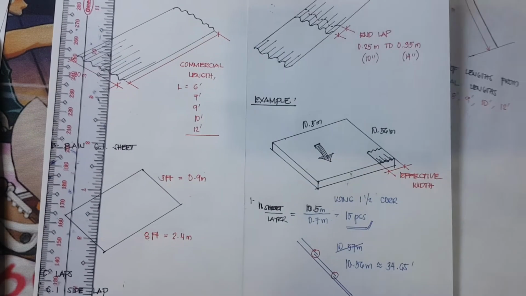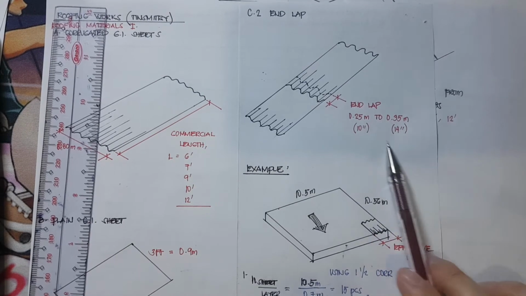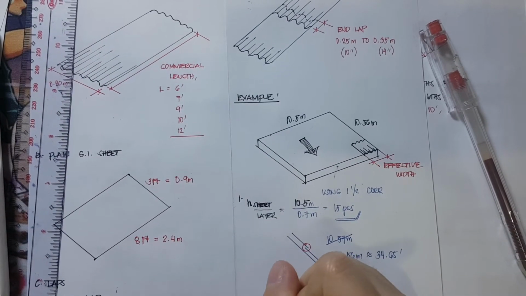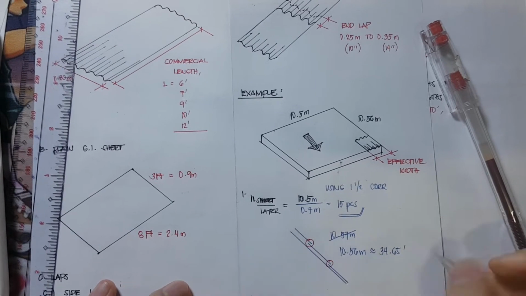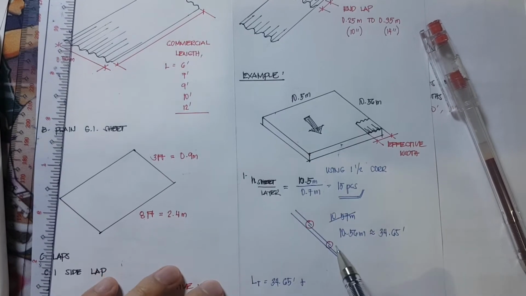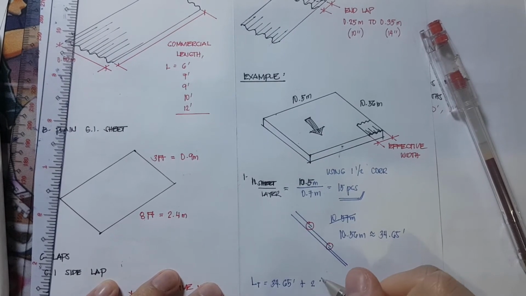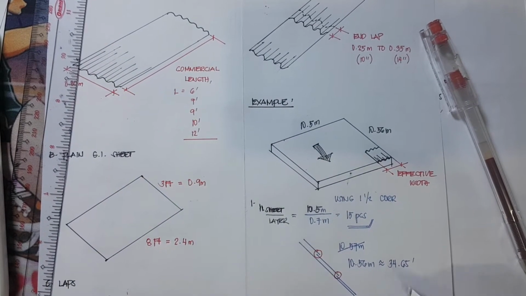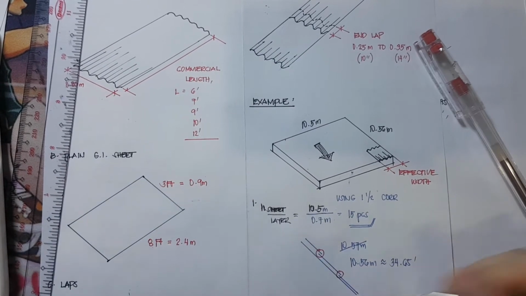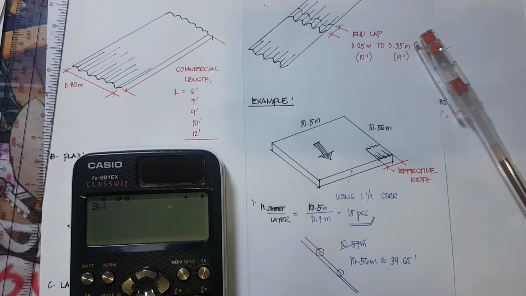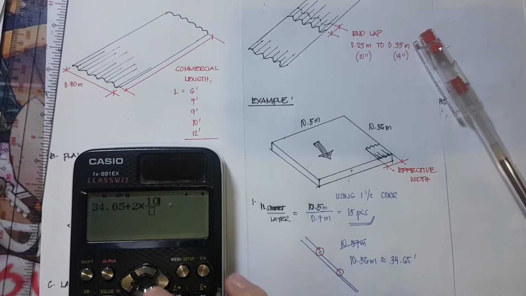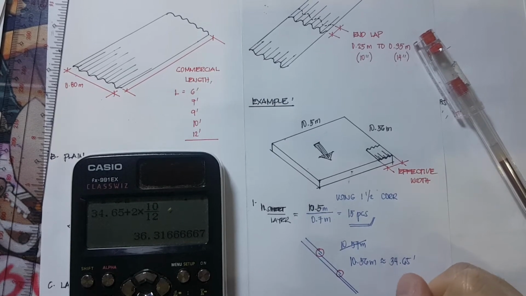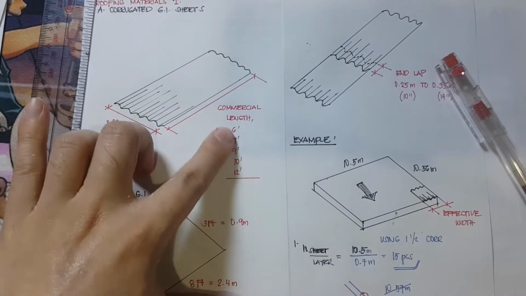Okay? Now again, to be economical, I am going to use 10 inch rather than 14 inch. Now to get the length, length total is equivalent to 34.65 feet plus 2 end laps. So 2 times 10 inch, and 12 inch is 1 foot. So the total length is equivalent to 34.65 plus 2 times 10 divided by 12. And that is 36.32 feet.